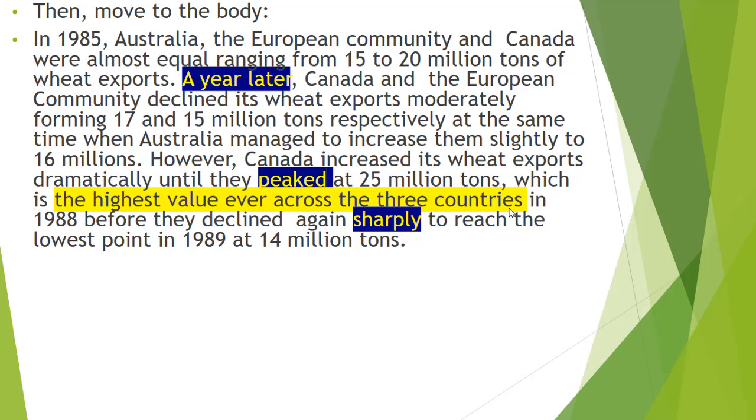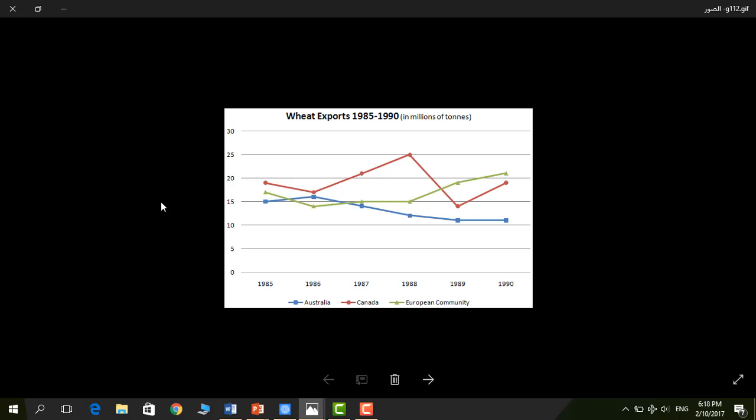One thing very easy to do this is to compare the highest point. And I did it here. I said, which is the highest value ever across the 3 countries in 1988, again, mentioned the year, before they declined again sharply to reach the lowest point in 1989 at 14 million tons. So here I have also to mention the lowest point. The lowest point was in 1989 at 14 million tons. Again, you have to mention time, you have to mention value, and units. Don't forget units.